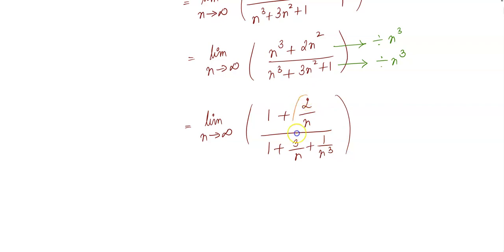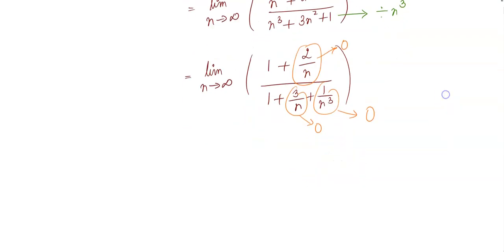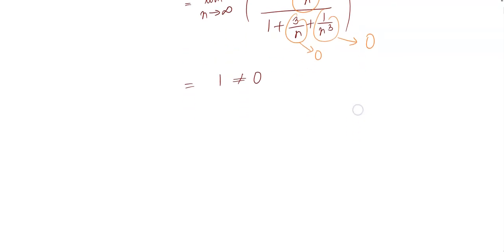Now when you apply the limit as n approaches infinity, 2 over n approaches 0, 3 over n approaches 0, 1 over n cubed approaches 0. That leaves us with just the 1. And we know that 1 is not equal to 0, because you're using the limit comparison test. You will use the test to help determine that this is not equal to 0, and then you'll have to see what happens to Bn.